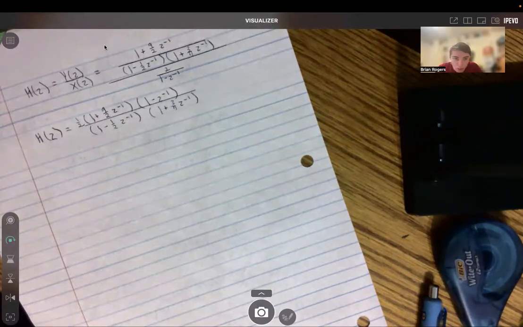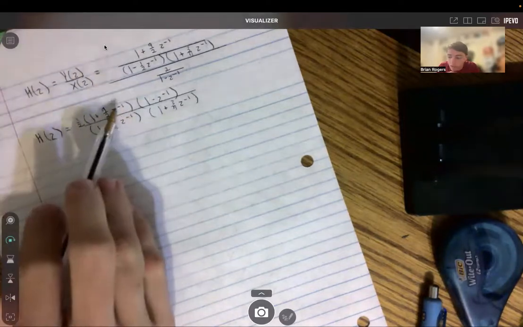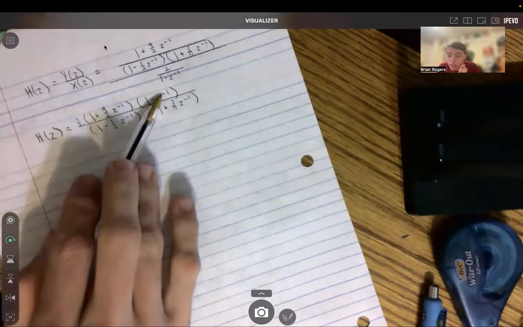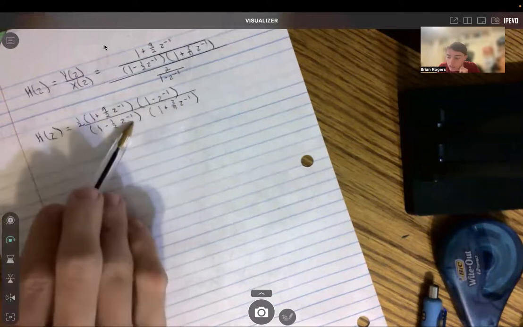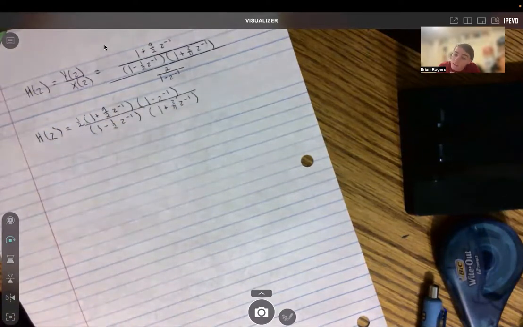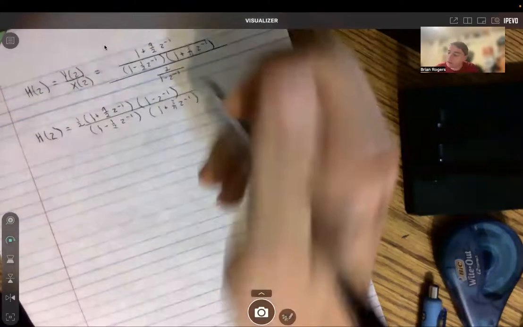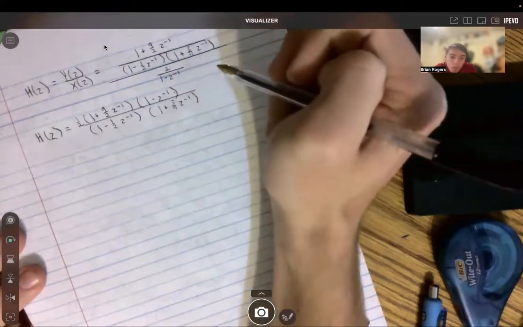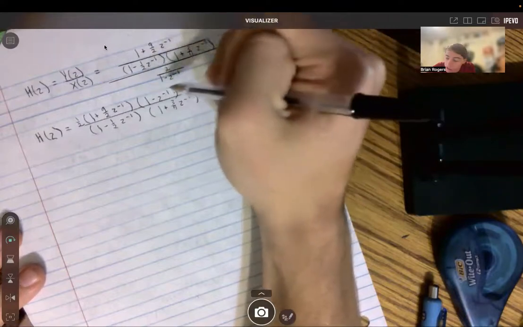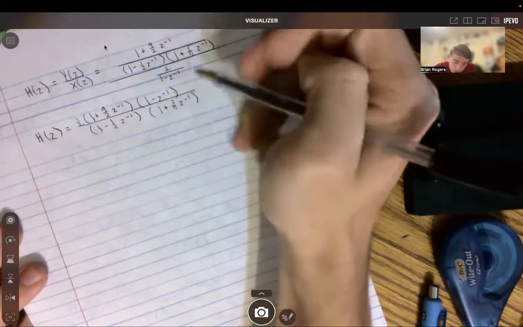Now that we have that, what we're going to do is notice the power of the numerator versus the power of the denominator. The power of the numerator is going to be z^-2, and the power of the denominator is going to be z^-2. So it's technically a proper fraction because the powers are the same. And since it's a proper fraction, we can use partial fraction expansion. We don't need to do the long division because the power of the numerator and denominator are the same, since there's no extra z term. So it's going to be z^-2 over z^-2.